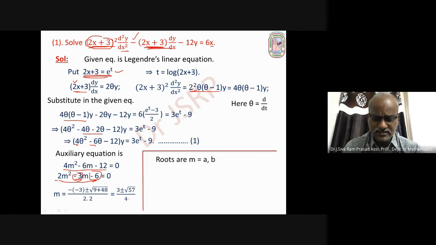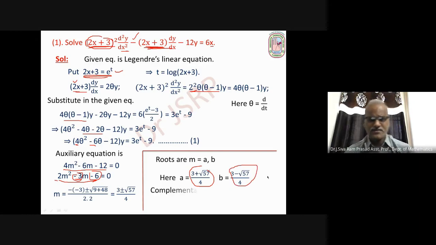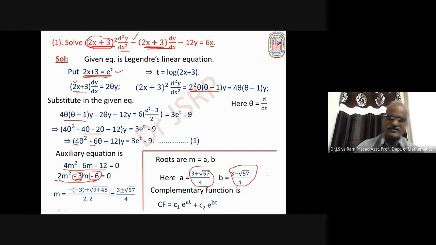So roots are m equal, let this be a, comma, b. So here a equals 3 plus root 57 by 4 and b equals 3 minus root 57 by 4. For our notational convenience, we take this root as a and this as b. So both are real roots and distinct. Okay. So therefore complementary function is c1 e power at plus c2 e power bt, since roots are real numbers and distinct.